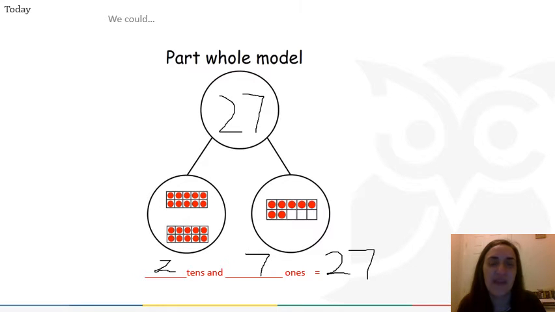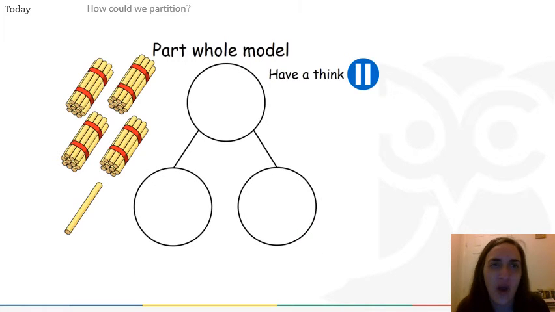Super partitioning. Doesn't matter if you did it another way, but because I asked you to partition it into tens and ones, this is the way we would do it. Now, what about this number? So the straws at the side. We've got some bundles and some ones. How could we partition this amount of straws?